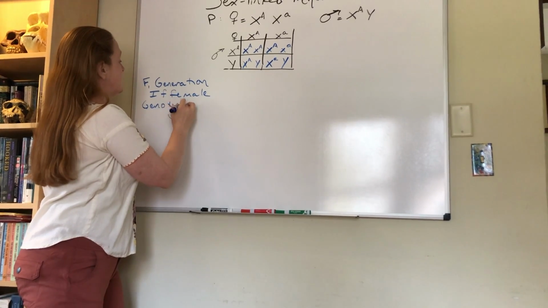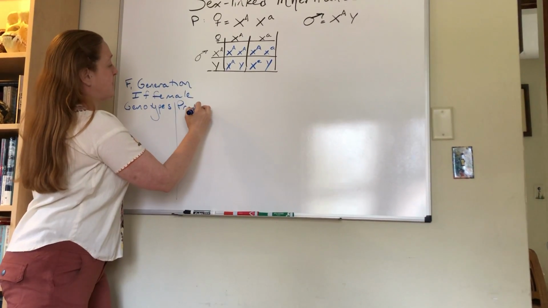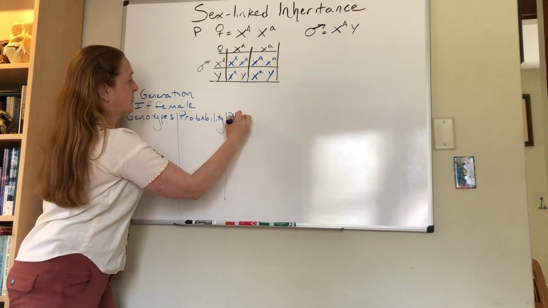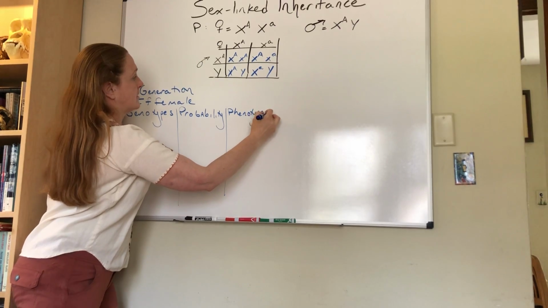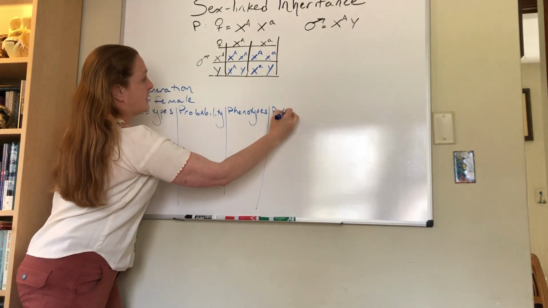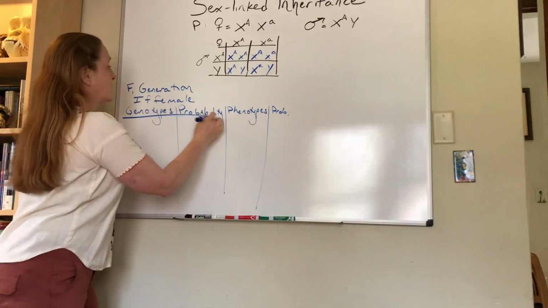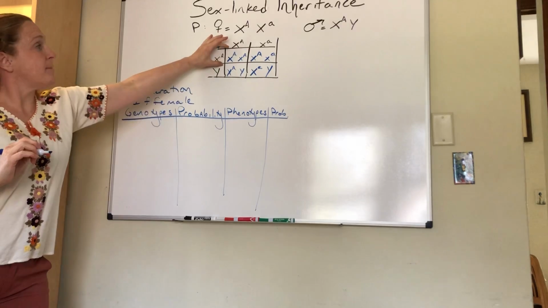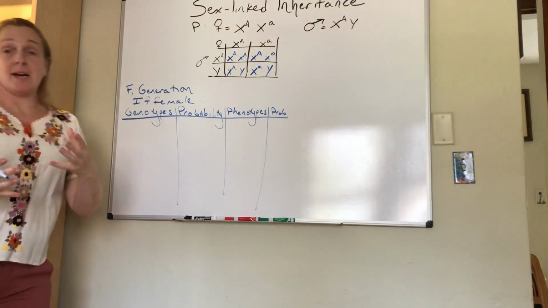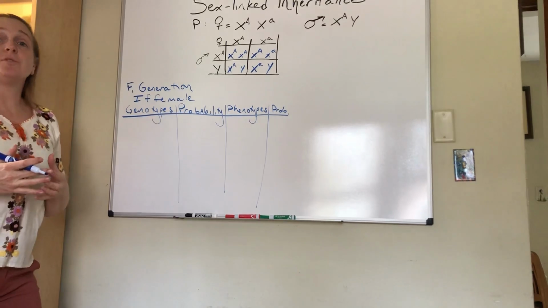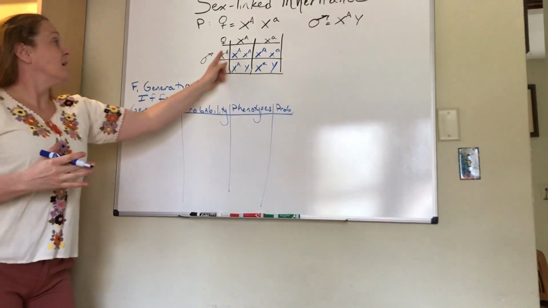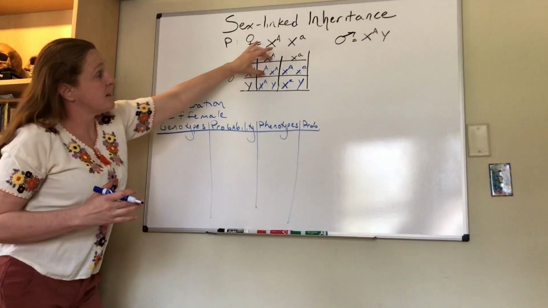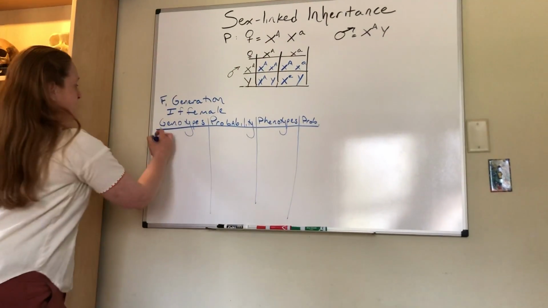I'm going to look for the genotypes that are possible, figure out the probability. And then, based off of those genotypes, the phenotypes that are possible and the probability. So looking only at the top half of my Punnett square, looking at the genotypes that are possible if my diploid zygote were female, what I see is that one possible genotype is homozygous dominant, the other possible genotype is heterozygous.